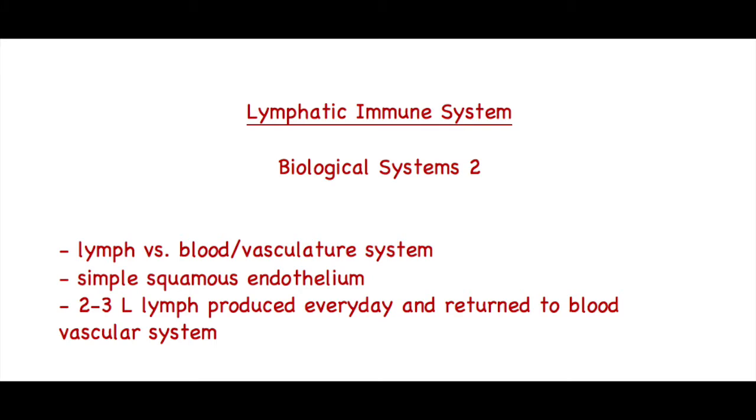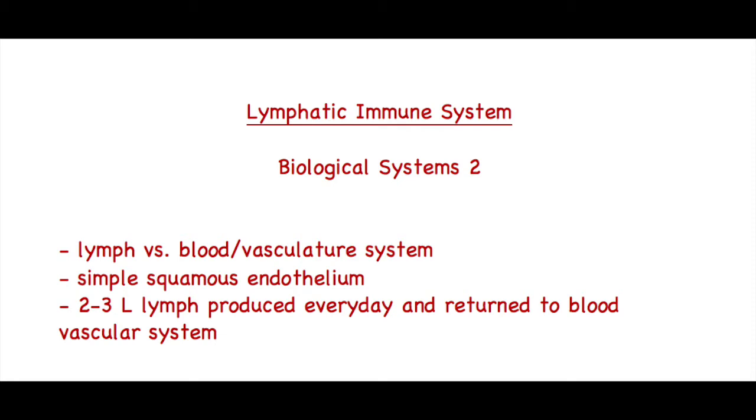And just like we talked about for blood vessels before, lymph vessels are lined by endothelium, and the particular type is simple squamous endothelium. The reason it's called simple squamous endothelium instead of epithelium is because it's lining a vessel. So anytime it's lining a vessel, it's going to be considered endothelium.